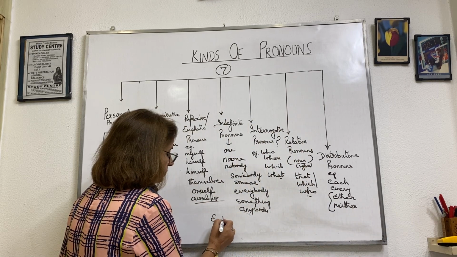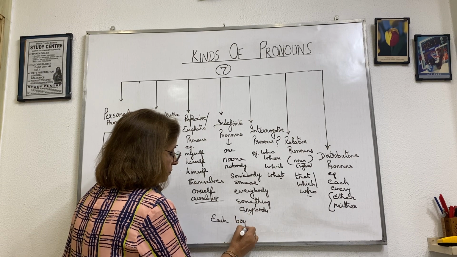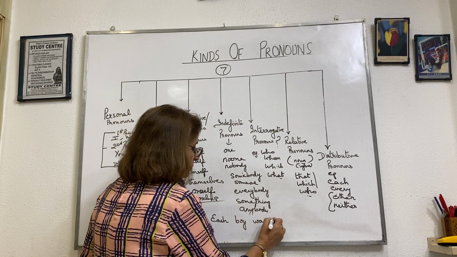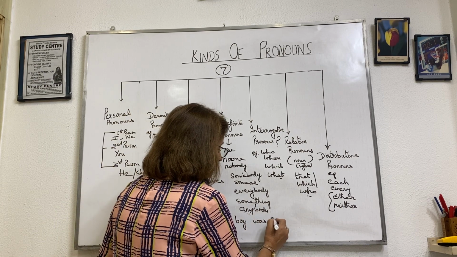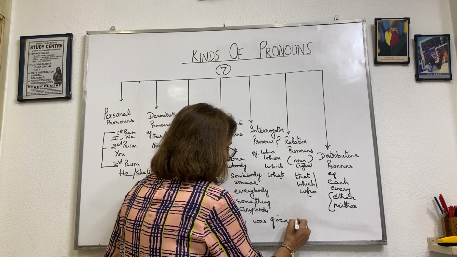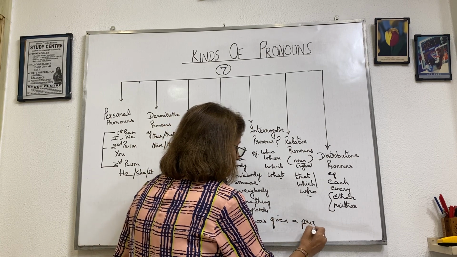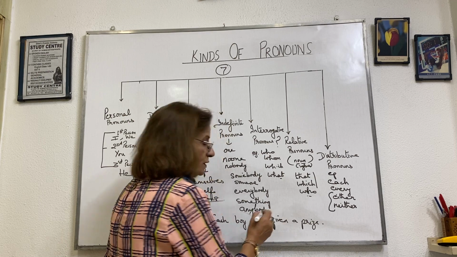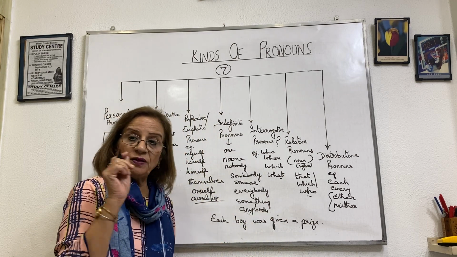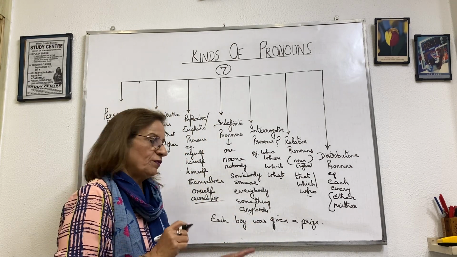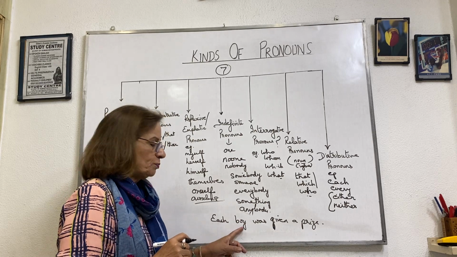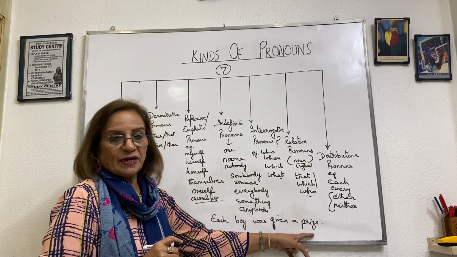Each boy was given a prize. Each boy means there are so many boys, but each one by one, all of them were given a prize. So each boy was given a prize.